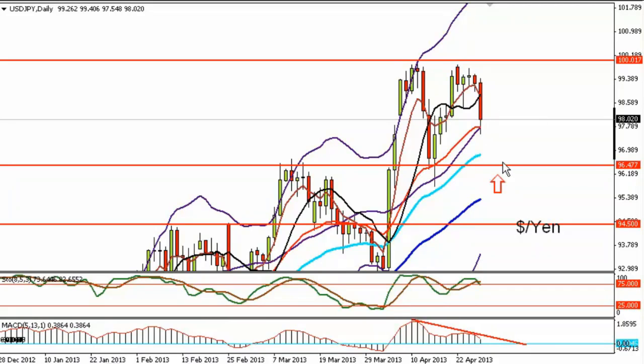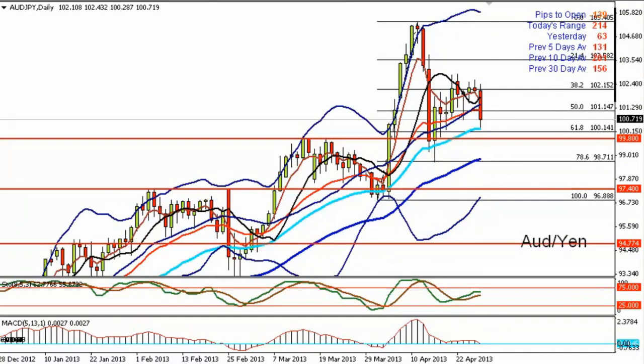So areas of interest, I'm interested to long 96.40. Some of you, the more aggressive amongst you, might want to be looking for shorts here. The final option is if we get a break and close, and I would wait for it on the daily, a break and close above 100, then I would be interested to long.